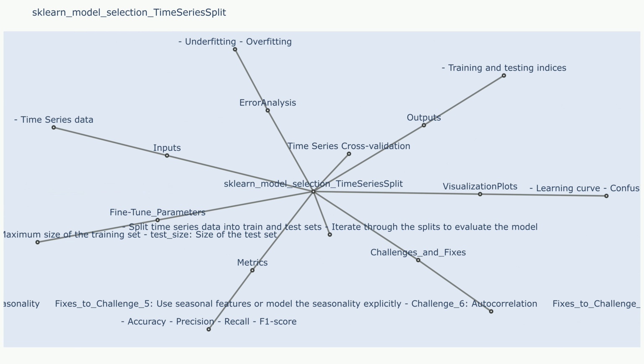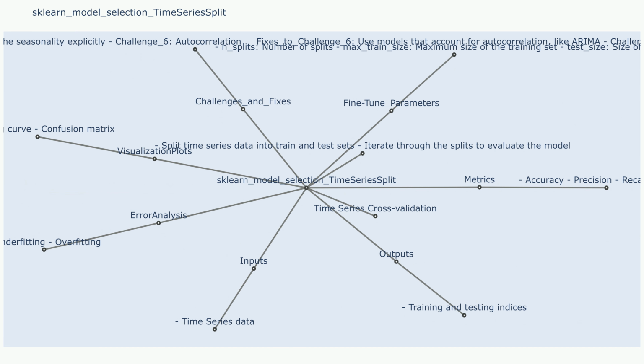Fixes to challenge 1. Consider reducing the number of splits, n_splits, to ensure sufficient training data in each fold. Adjust max_train_size to increase the amount of data used for training in early folds.